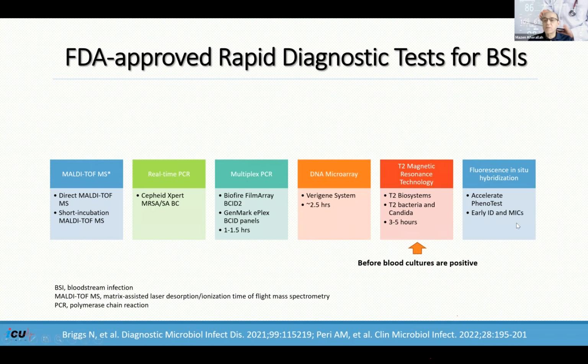And the last method is fluorescence in situ hybridization. This is from Accelerate Diagnostics. The benefit of this is that it would give you early ID in addition to MIC against specific antibiotics.